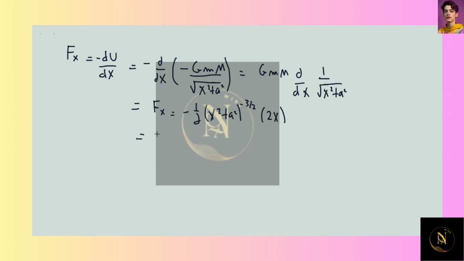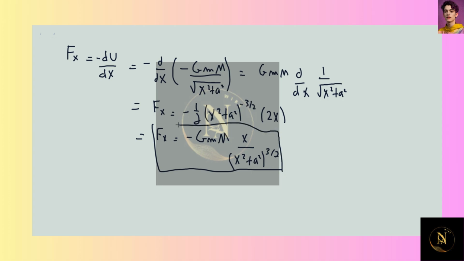And so we can then simplify that a little bit more and write this as negative G. Oh yeah, we forgot the G and the m's in that previous line. So negative G little m big M, and then x over (x squared plus a squared) to the 3/2. So there we go on that. So this was part C.